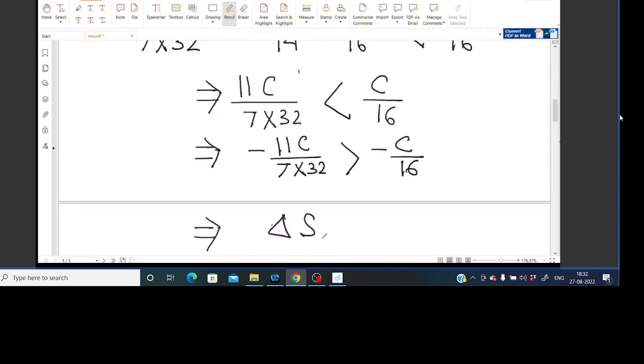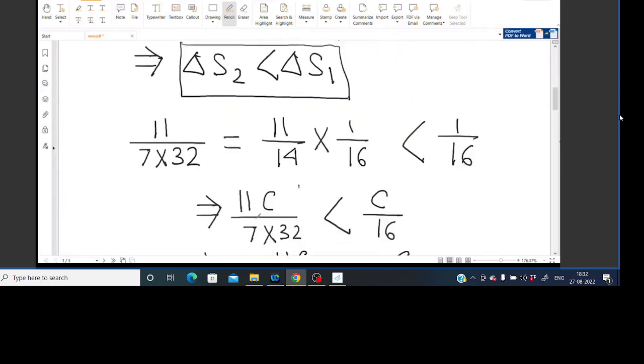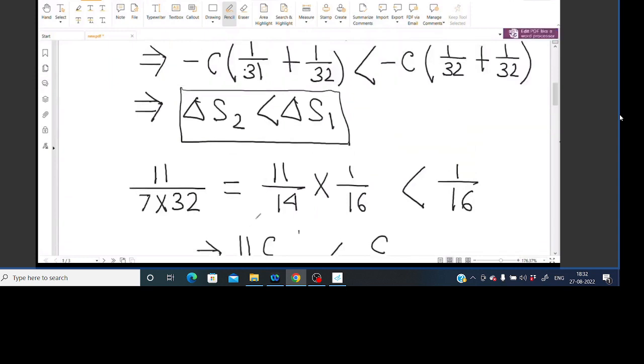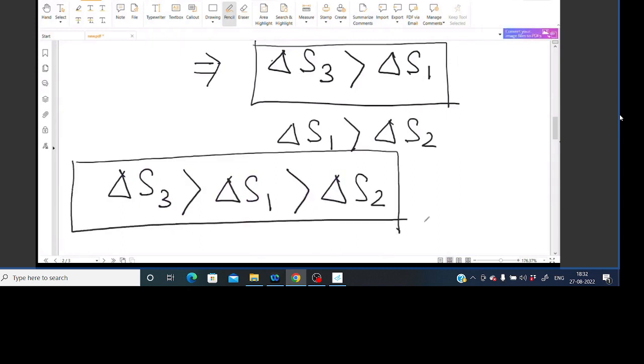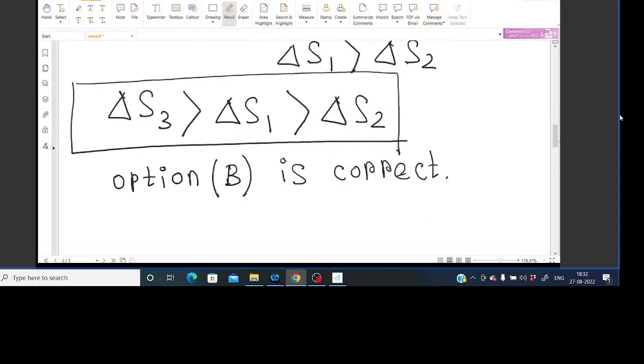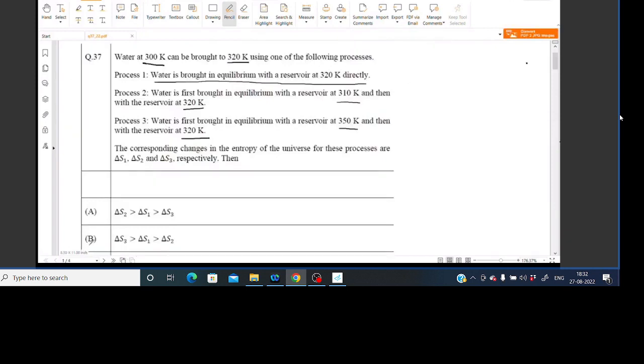So we have delta S3 greater than delta S1, and we have found before that delta S1 is greater than delta S2. So finally we have delta S3 greater than delta S1 greater than delta S2. This is the correct order of the change of entropies in the three processes. So option B is correct. So in this question, option B is correct.